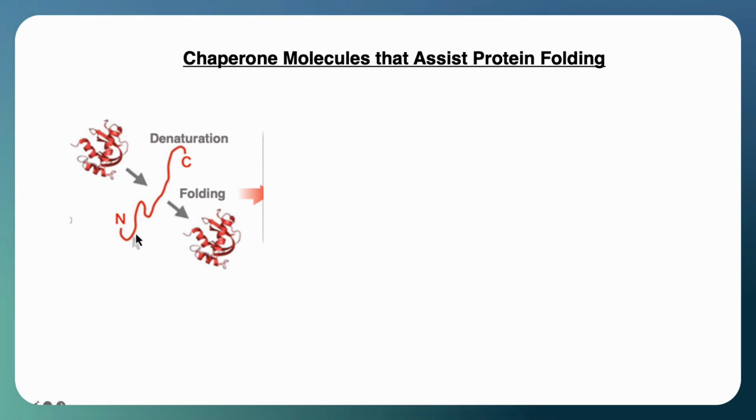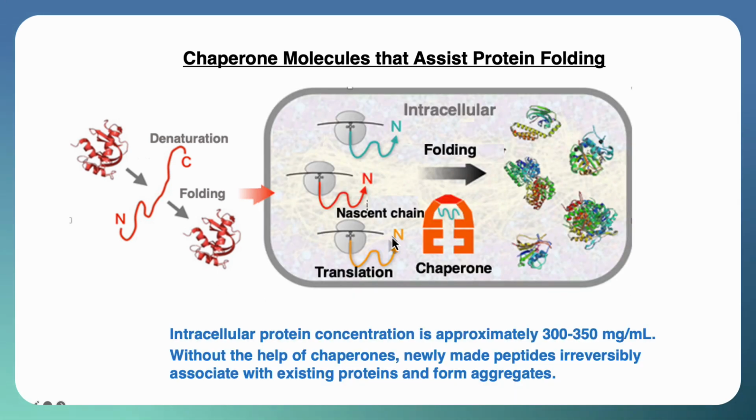Anfinsen demonstrated that ribonuclease could regain its active three-dimensional structure in vitro after being denatured by heat, without any external assistance factors. This led to Anfinsen's dogma that proteins can automatically adopt the lowest energy conformation determined by their amino acid sequence, without external help. However, the situation is slightly different inside the cell cytoplasm, where protein concentrations range from 300 to 350 mg per milliliter, creating a highly crowded environment.